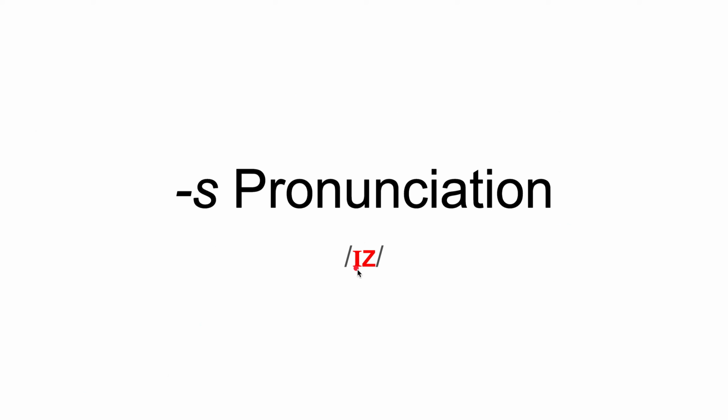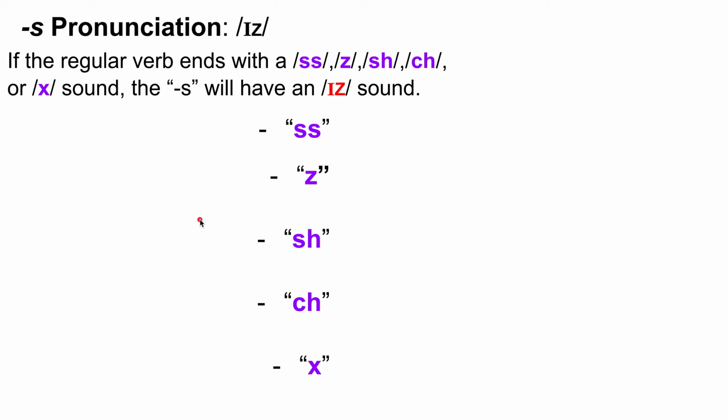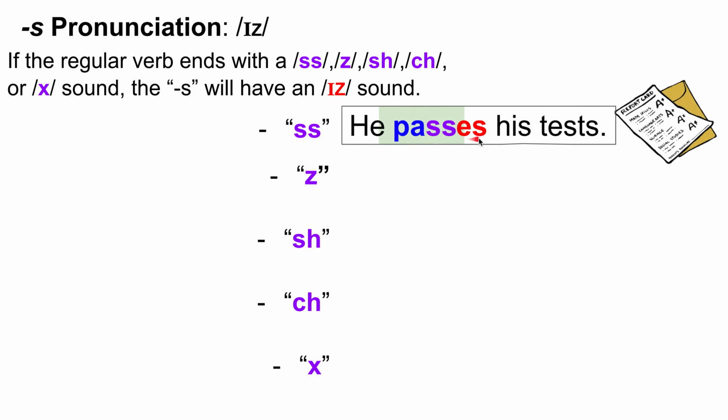Now, let's talk about iz. This is the third pronunciation for s for the third person singular. So, if the verb ends with an s, a z, or a sh, or a ch, or an x sound, then the s will have an iz sound. So, for example, we say ss, pass. Okay, we say passes. We add es, and this es is pronounced with the iz. He passes his test. Then we have quiz. So we add es, and the es sounds like an iz.